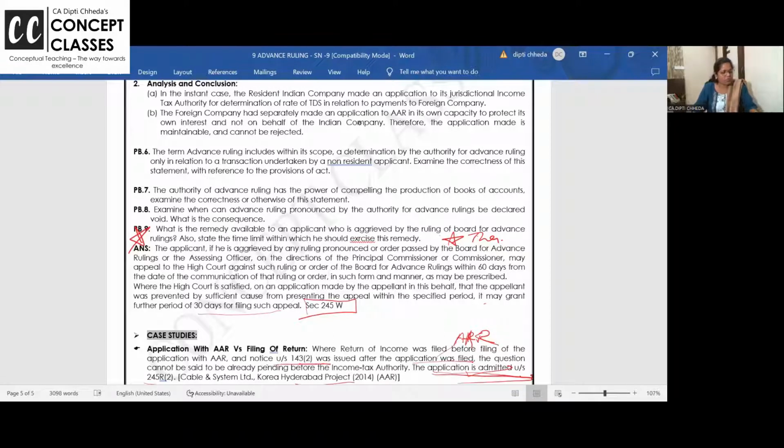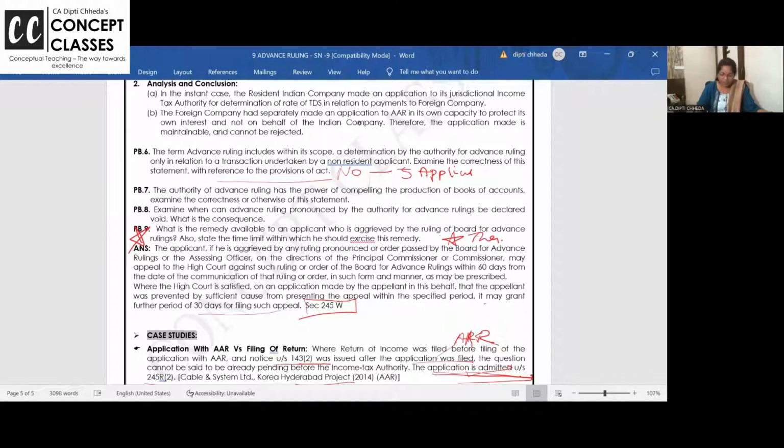Okay, a few short questions I have said. The term advance ruling includes in its scope a determination by the authority for advance ruling only in relation to transactions undertaken by a non-resident. Examine the correctness of this with reference to the provisions. The answer is no, it's not only for non-residents. Residents can also apply. So the answer is five applicants. A non-resident can apply for a transaction with a resident. A resident can apply for a transaction with a non-resident. A resident can apply for a transaction above 100 crores. A resident can apply for PSU matters and for impermissible transactions. So five cases is the answer.